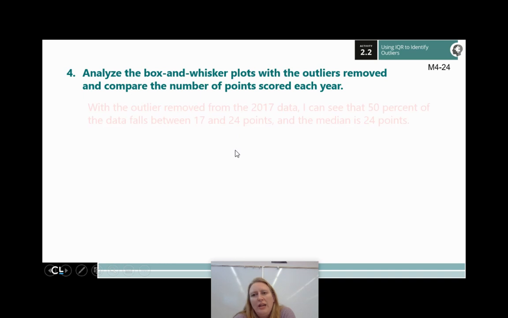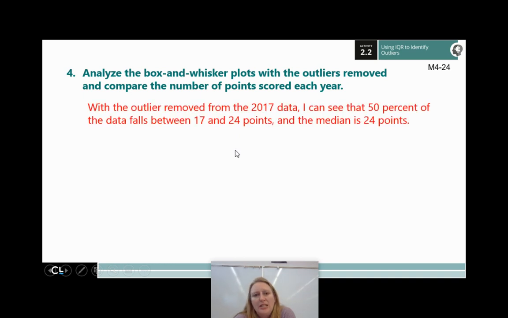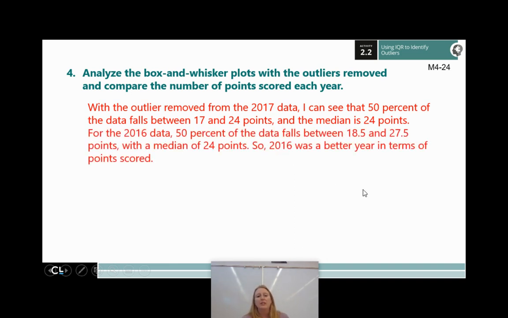So with the outliers removed from my 2017 data, I can now see that 50% of my data falls between 17 and 24 points. And my median is also 24, which is kind of interesting, but it's because we had multiple games where we got 24 points. So half of my data is sitting between 17 and 24. And of course, that 2016 data didn't change. Half of my data is sitting between 18.5 and 27.5. And it also has a median of 24 points.